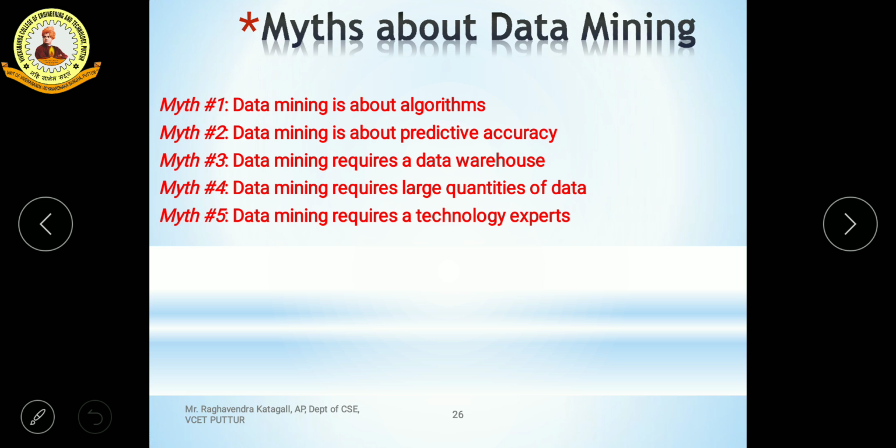Then data mining requires a data warehouse. No, it may use a data warehouse, but that is not all of it. Then data mining requires large quantities of data. Yes, but you can do it with small quantities of data also, right? Then data mining requires a technology expert. No, anyone can do it.